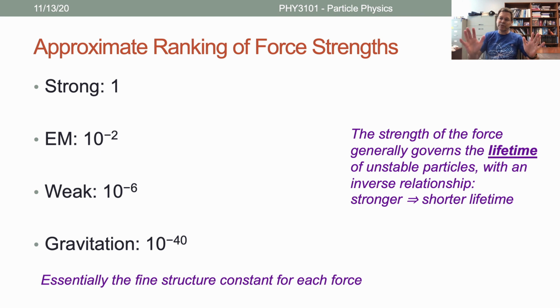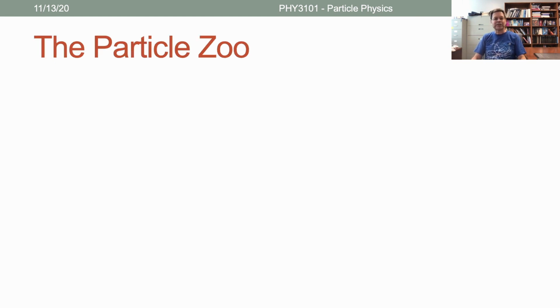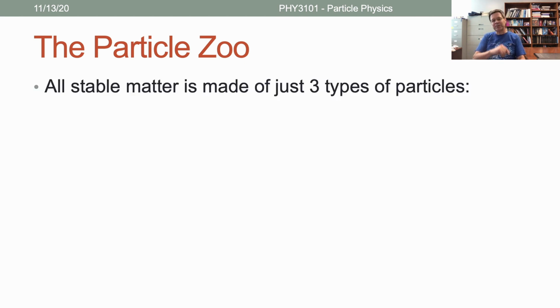Okay, so those were the forces which, if you like, act upon particles of matter, things that we refer to as matter. So let's go about and talk about that. And I'm going to explain to you that it actually is starting to become a zoo. So what have we learned? We actually learned that all stable matter is made of just 3 types of particles: electrons, protons, and neutrons.